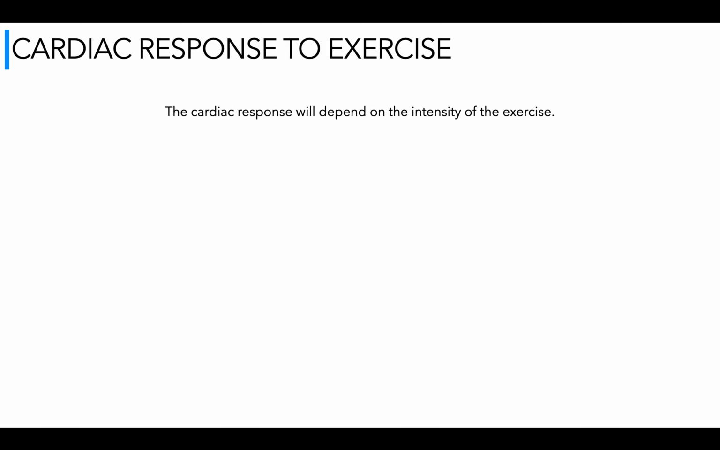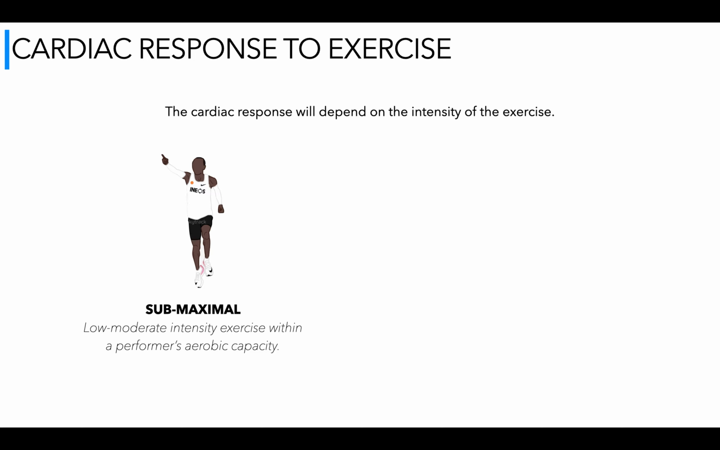The two we're going to focus on: one is submaximal, and this is low to moderate intensity exercise within a performer's aerobic capacity. So the key word here is aerobic. It's associated with aerobic work, or below the anaerobic threshold, we could say.